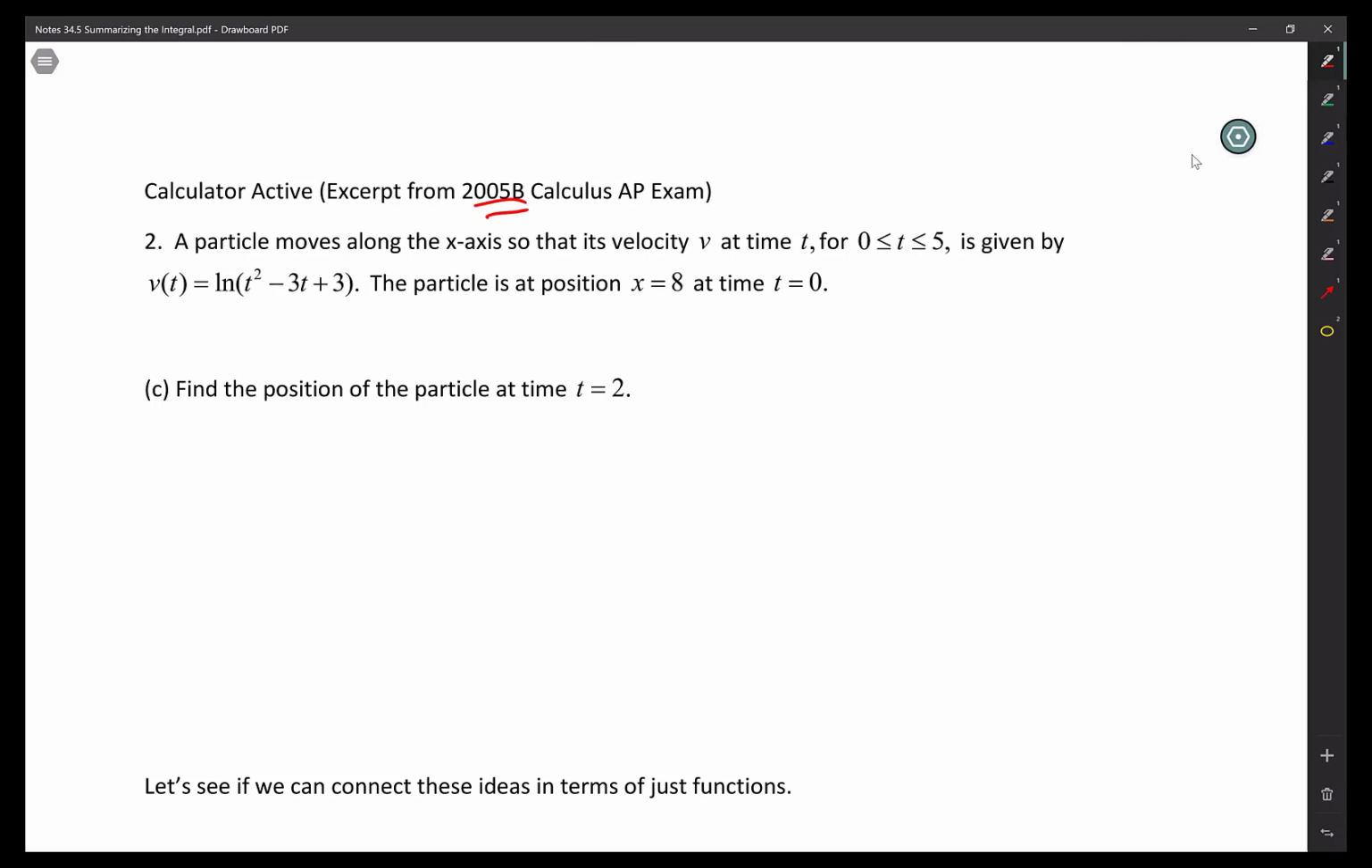It says a particle moves along the x-axis, so that its velocity v at time t between 0 and 5 is given by this equation. You know how to take the derivative of that equation, but you don't know how to take the antiderivative. That requires more advanced calculus. We're not there yet. But this is a calculator question.